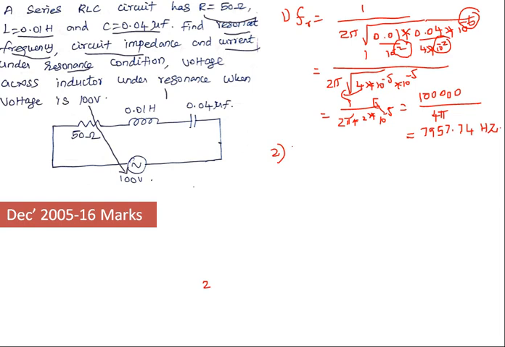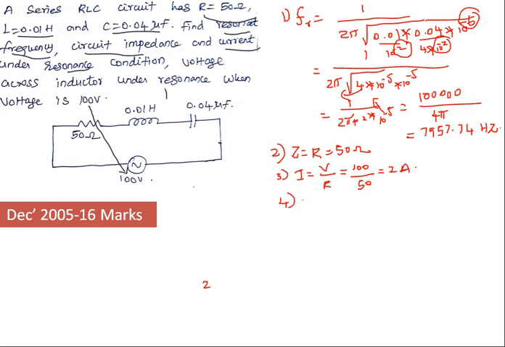Second term, circuit impedance. What is the value of circuit impedance at resonance? Z is equal to R. R is equal to 50 ohm. Okay, what is the third term? Current at resonance. At resonance, current will be V by R, not V by Z. So V is equal to 100, R is equal to 50, which is equal to 2 ampere.